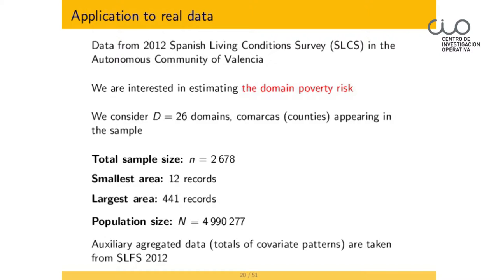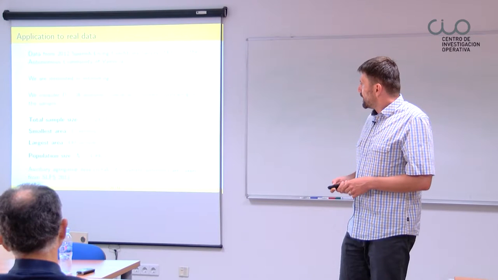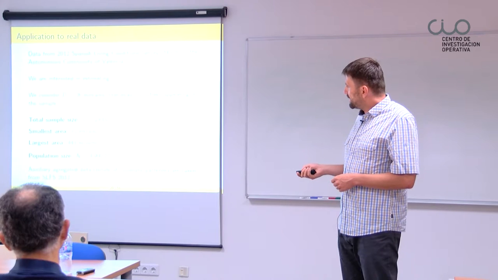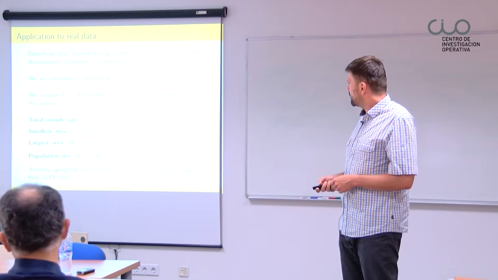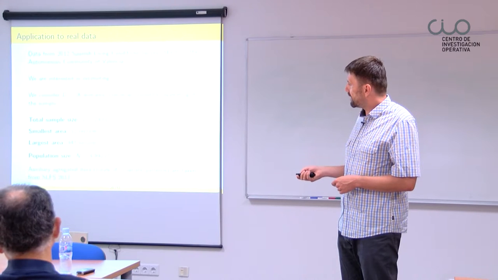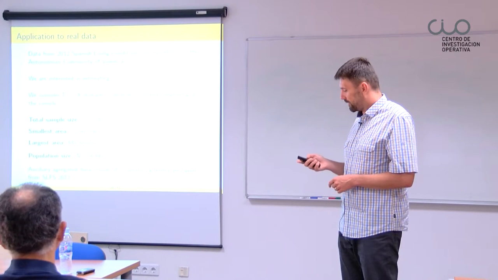The population size of Valencia is around 500 thousand people. We also use aggregated data. They were in this total population, so we take them from the Spanish labor force survey from 2012.